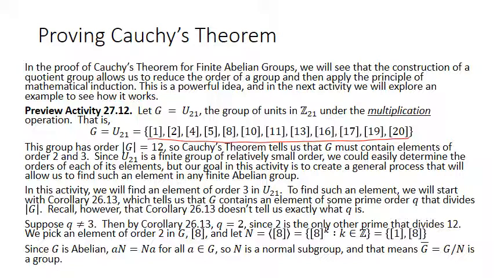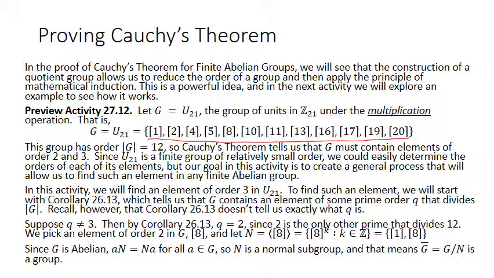To find such an element, we will start with Corollary 26.13. That was the corollary of Lagrange's theorem, which tells us that G must contain an element of some prime order Q that divides the group order. Remember, however, that that corollary did not tell us what Q actually is, just that it has to divide the group order. So suppose that Q does not equal 3. Then by Corollary 26.13, Q must equal 2, since 2 would be the only other prime that would divide 12.